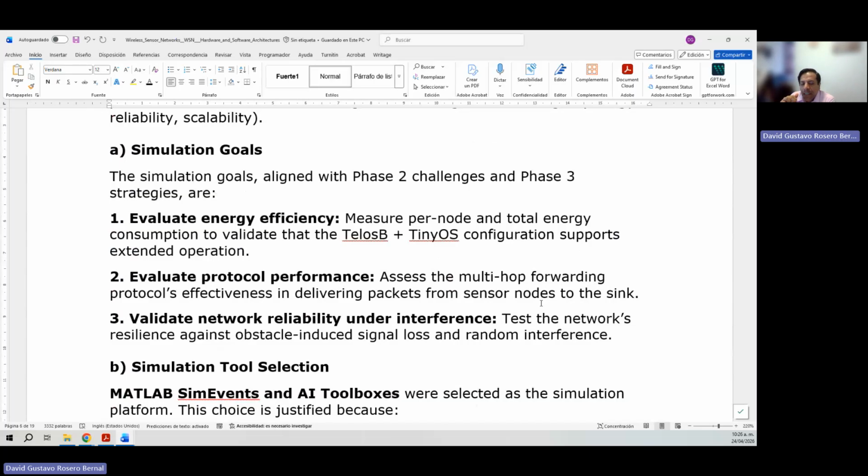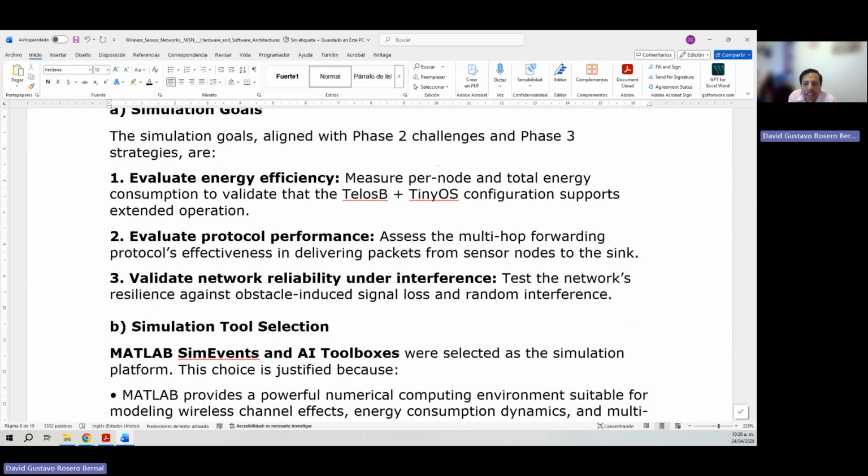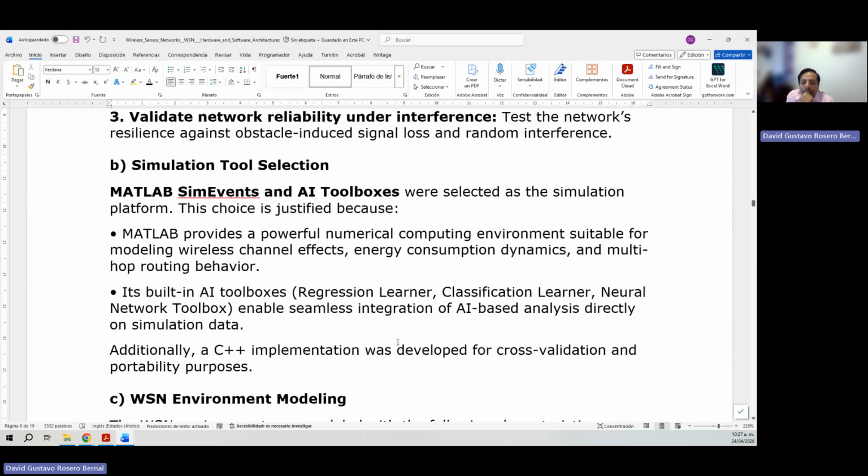Evaluate protocol performance, assessing the multi-hop forwarding protocol's effectiveness in delivering packets from sensors to the sink. Validate network reliability under interference. This allows us to test the network resilience against obstacles, that is signal loss and random interference. For the simulation tool selection, I have selected MATLAB, SimEvents and the AI toolboxes as our simulation platform.